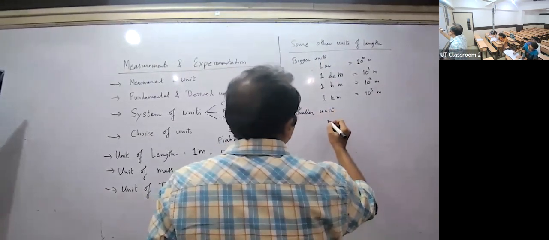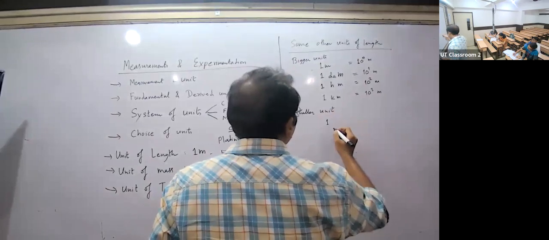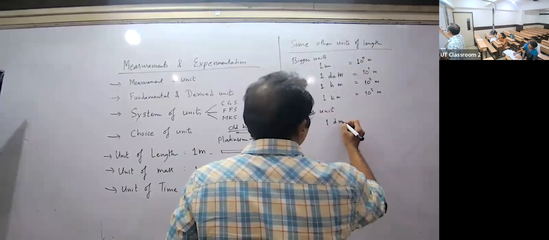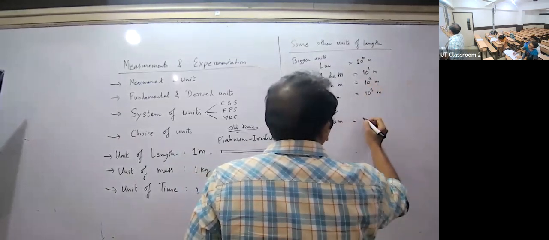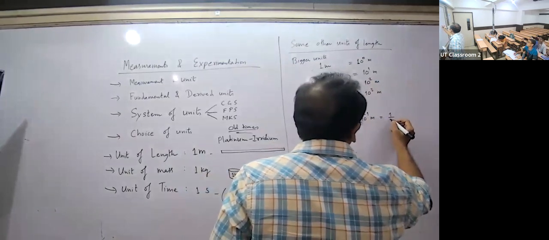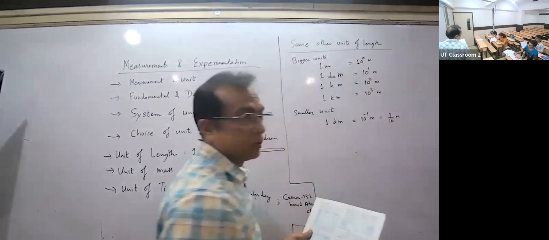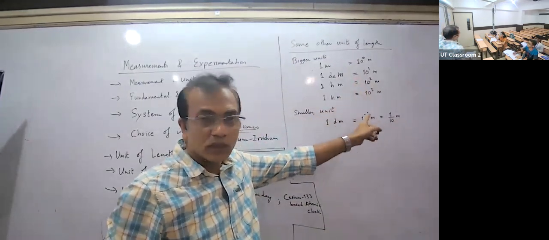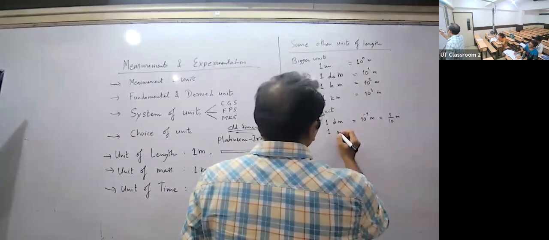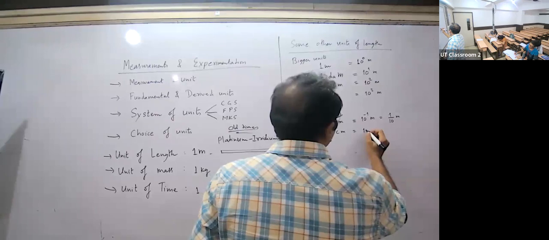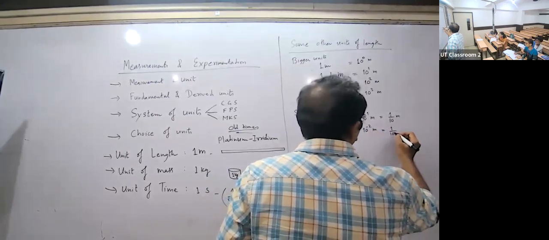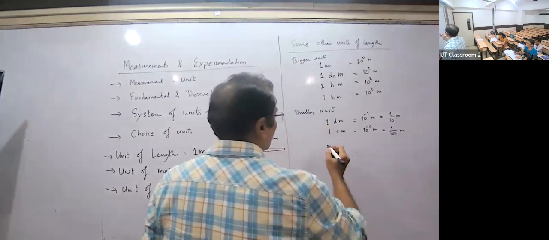Decimeter and all that. So let's say you had one decimeter. Now what is the symbol for deci? Just d. So one decimeter is equal to 10 raised to minus 1. It means 1/10. Here it was multiplied in the numerator. Now what is the next one? Centimeter. This is 10 raised to minus 2, which is 1/100th of a meter. This is how you get a smaller one.